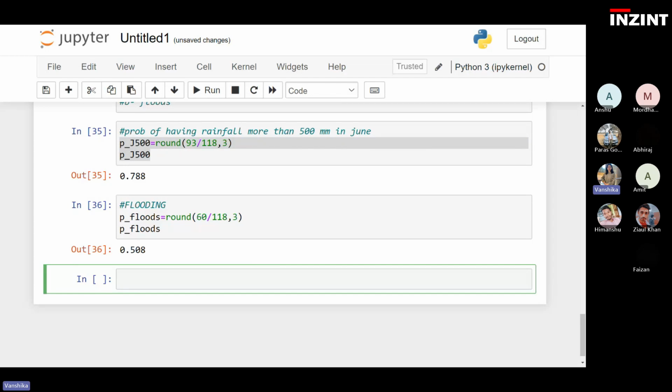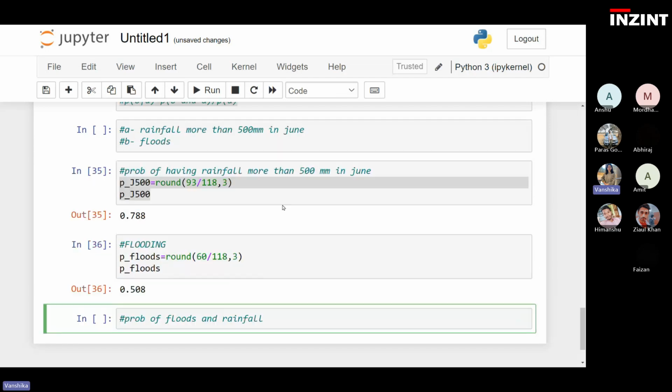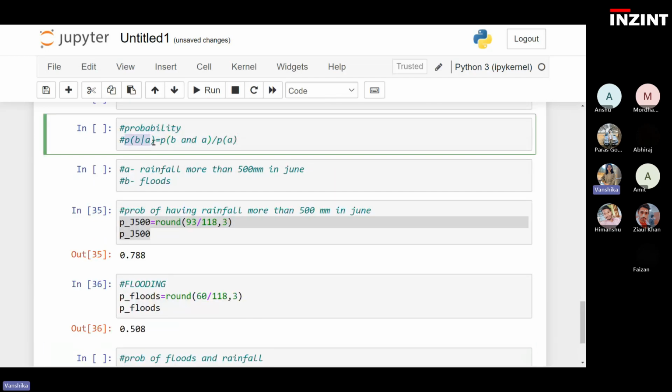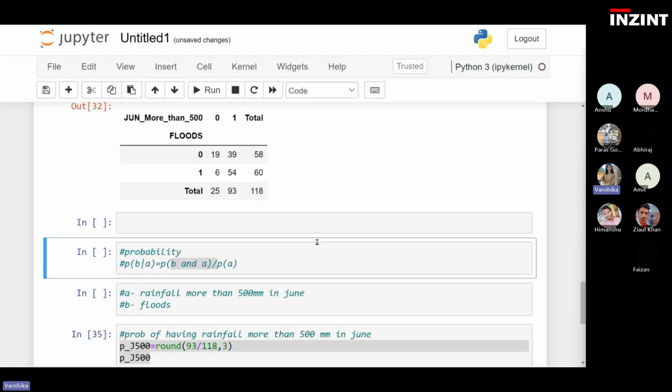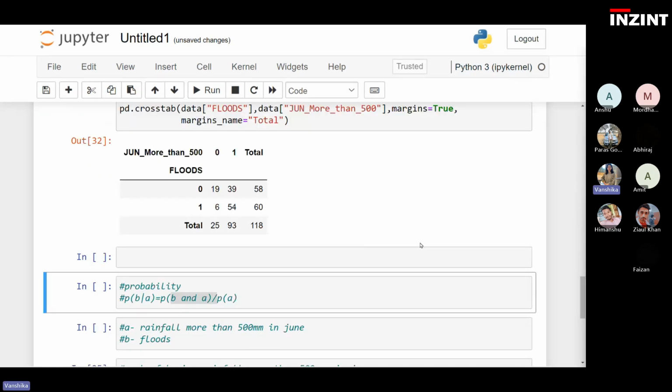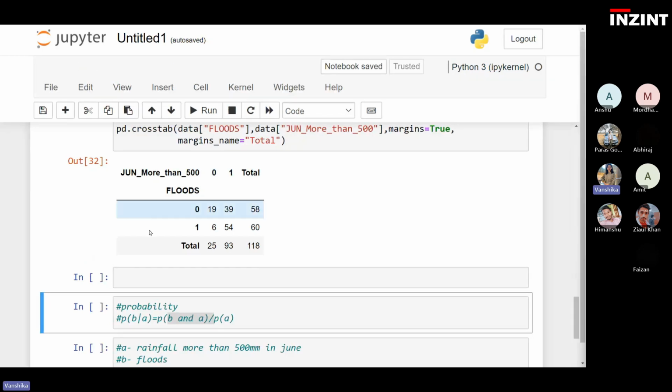Now, what we have to calculate? We have to calculate the probability of floods and rainfall. Why do I need it? क्योंकि मेरे को conditional probability भी तो calculate करनी है, और उसके लिए I need the intersection of both. So let's go to the data and tell me कि ऐसे कितने cases थे जहाँ rainfall भी हो रही थी और floods भी हो रहे थे. Yeah, rainfall was also there and floods were also there.